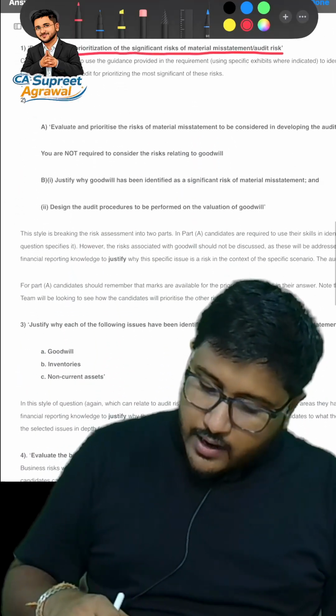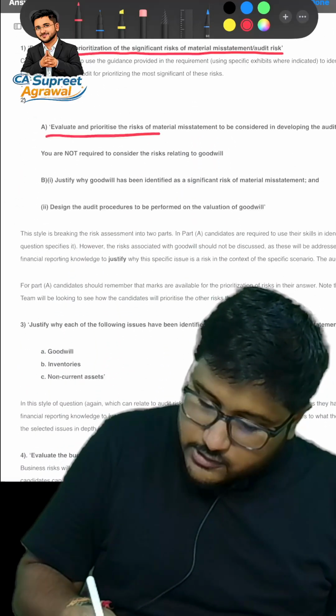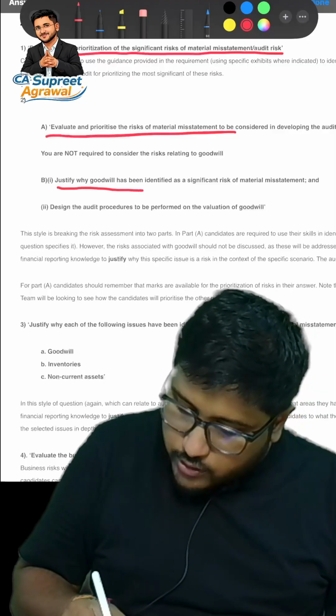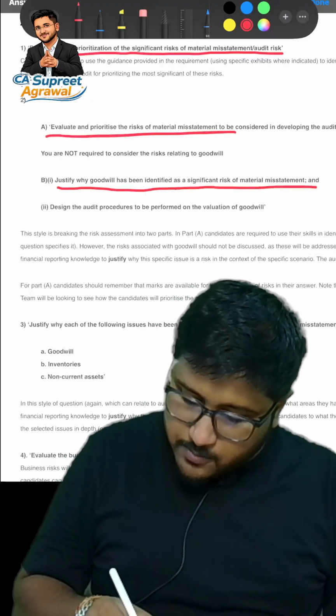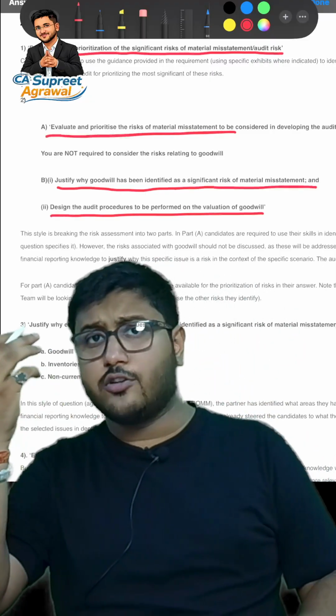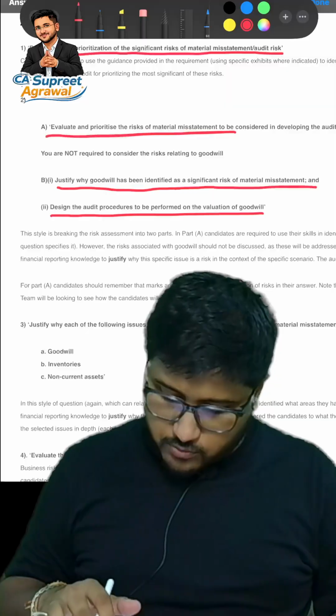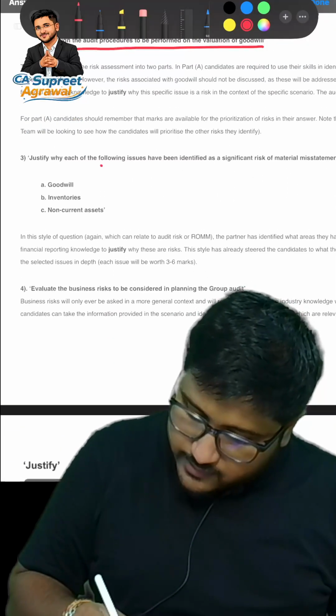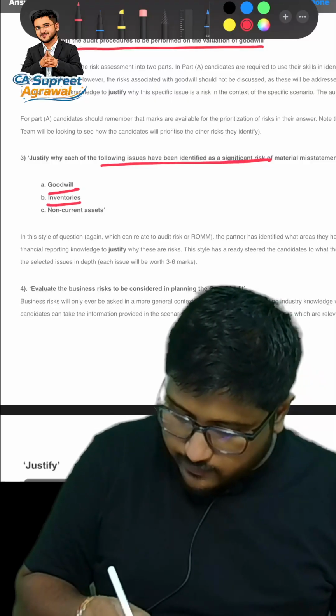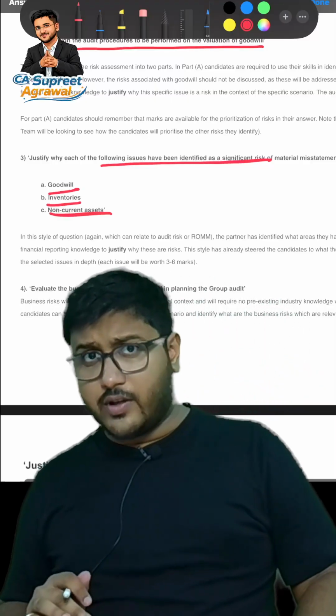Now, evaluate and prioritize the risk of material misstatements. Justify why goodwill is recognized as a significant risk of material misstatement. Design the audit procedure to be performed on the valuation of goodwill. Audit procedure could also be asked, right? Now, justify why each of the following issues has been identified as significant risk. Say goodwill, say inventory, say non-current assets. These are very, very important.